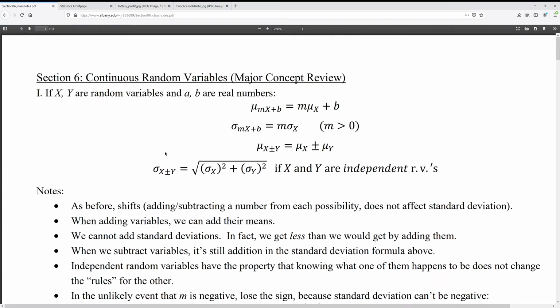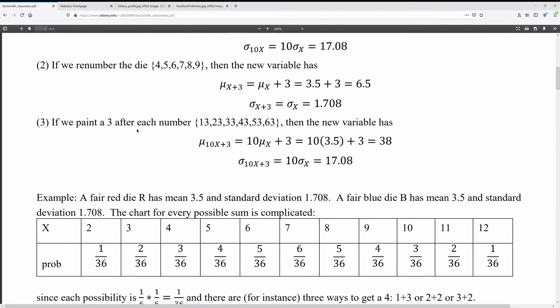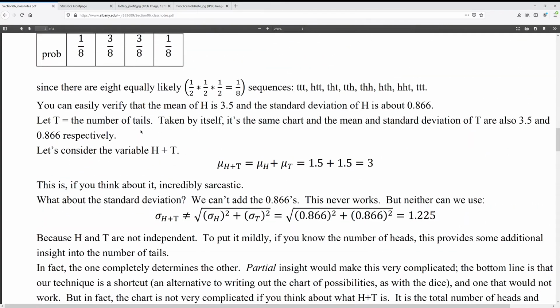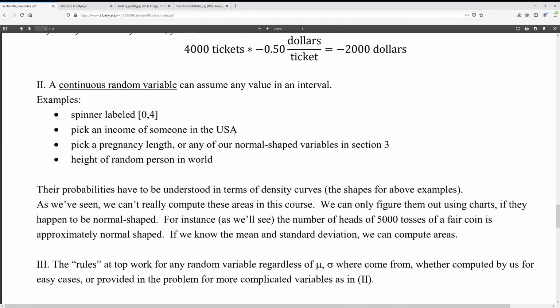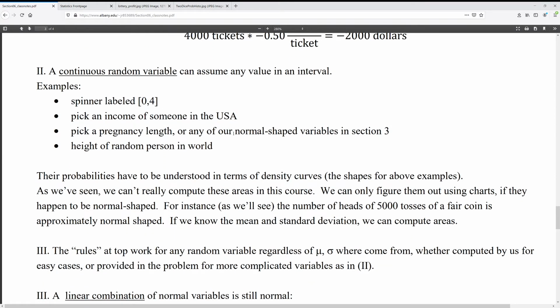So people have a way of missing the obvious, but these rules are true whether or not you were given the means and standard deviations of x and y, or whether you just computed them yourself. So bear that in mind as we go on to talk about continuous random variables. A continuous random variable can assume any value in an interval. We talked about a continuous random variable can be any real number in an entire interval. Could be a finite interval or an infinite interval. We'll talk about that. But any dot along the way, basically.